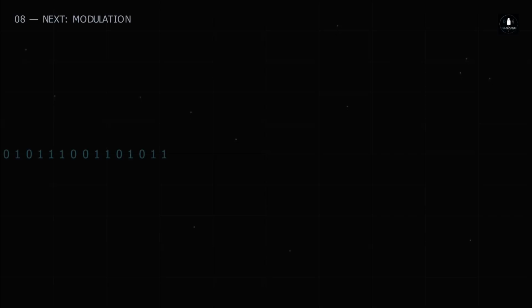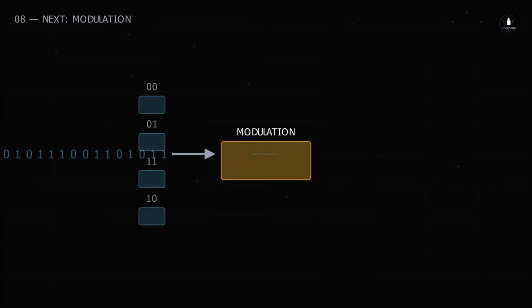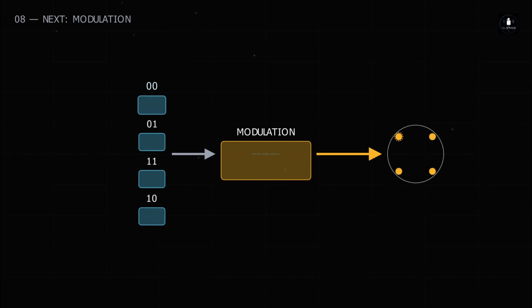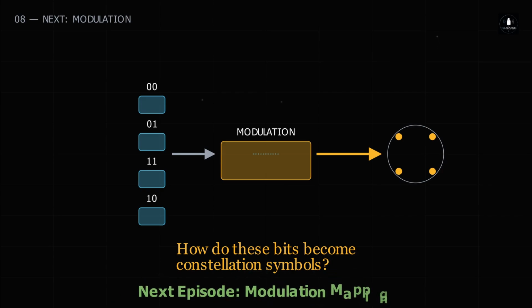So far, everything has been just zeros and ones. But here's the problem. Radio waves cannot transmit bits directly. Instead, groups of bits are mapped to symbols, each represented by a specific point in the constellation. But how exactly does each bit pattern become a constellation point? That's where modulation comes in. And that journey begins in the next episode.